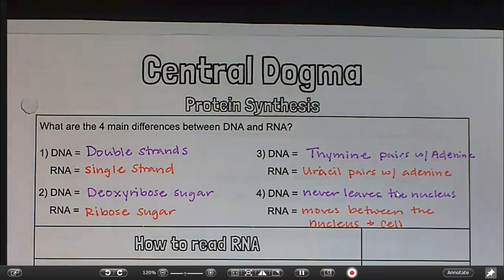And then DNA lives in the nucleus, and we're talking about eukaryotic cells here because eukaryotic cells have a nucleus. Prokaryotes like bacteria are going to do this a little bit different. So remember that we're talking about eukaryotic cells. And then RNA can move between the nucleus and the cell because it's the messenger.